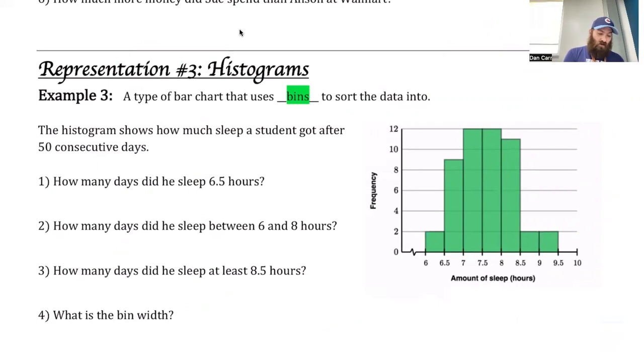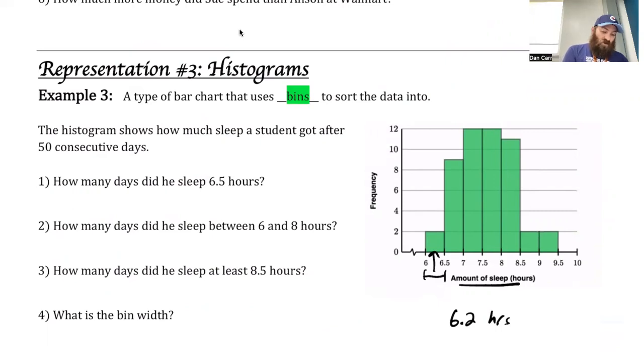Before I start answering questions, I want to look at this. We're comparing amount of sleep and the frequency this happens. So again, we're talking about number of students here. If a student had 6.2 hours of sleep, that is counted in this first bin. Okay, 6.2 shows up between 6 and 6.5.